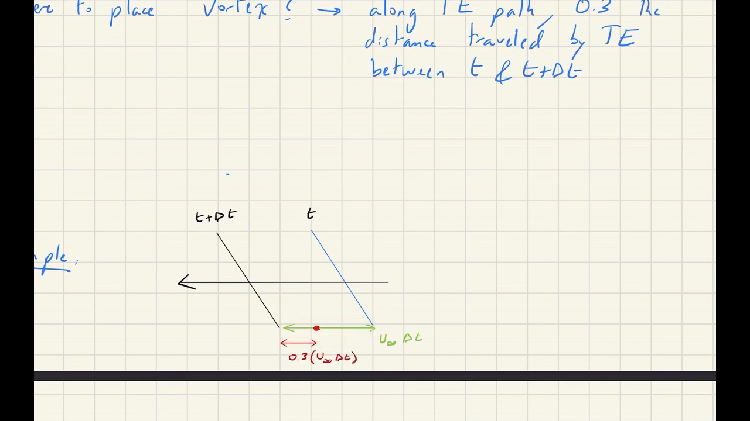So, for example, this is the path that the trailing edge has traveled between t and t plus delta t. This is how much the trailing edge has traveled, the free stream times delta t. So we place the newly shed vortex along the path at a distance of 0.3 multiplied by the distance traveled in that time step. I hope this makes things a little bit clearer. So we have determined the x and y position of this vortex, but not the vortex strength of the newly shed vortex yet.